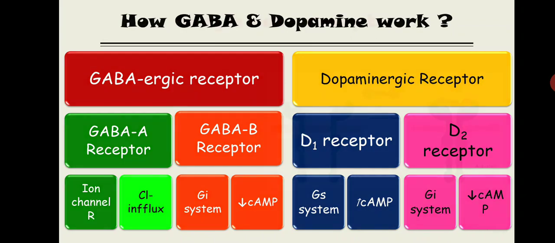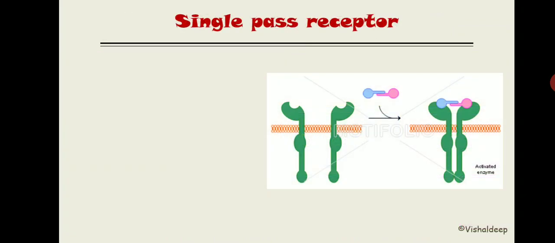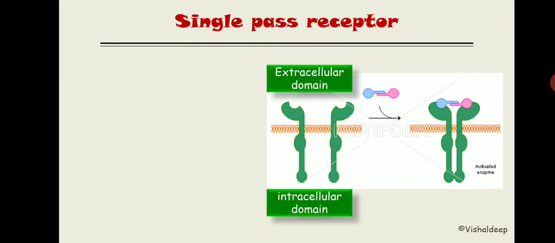Now our next receptor that we are going to learn is the single pass receptor. As the name suggests, it passes through the membrane a single time. Over here there is one receptor with two parts. One is the extracellular domain that is situated outside the cell membrane. Another one is the intracellular domain that is situated inside the cell membrane. This is the ligand. That ligand will bind with the receptor and activate this intracellular domain. Now it is known as an enzyme linked receptor.